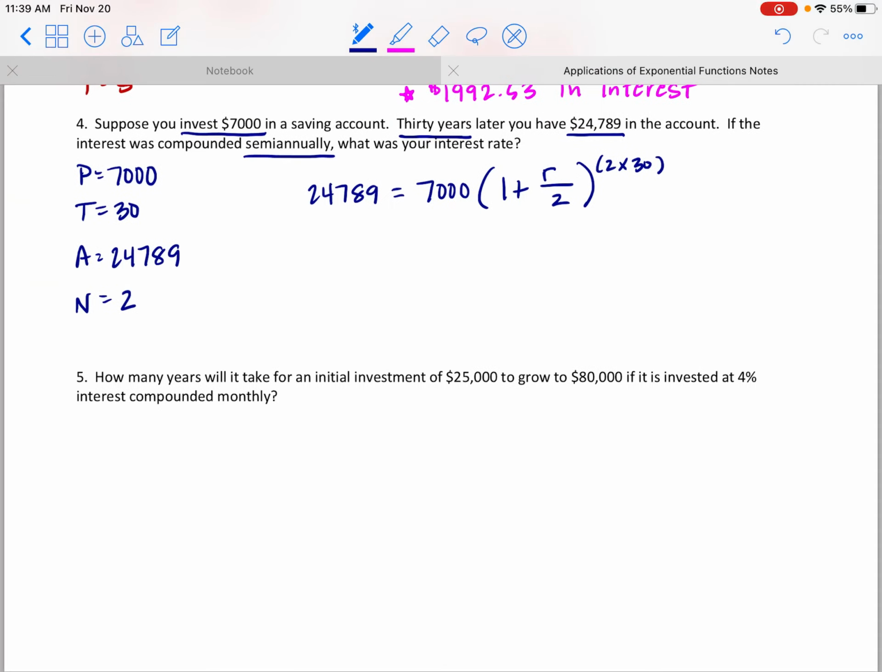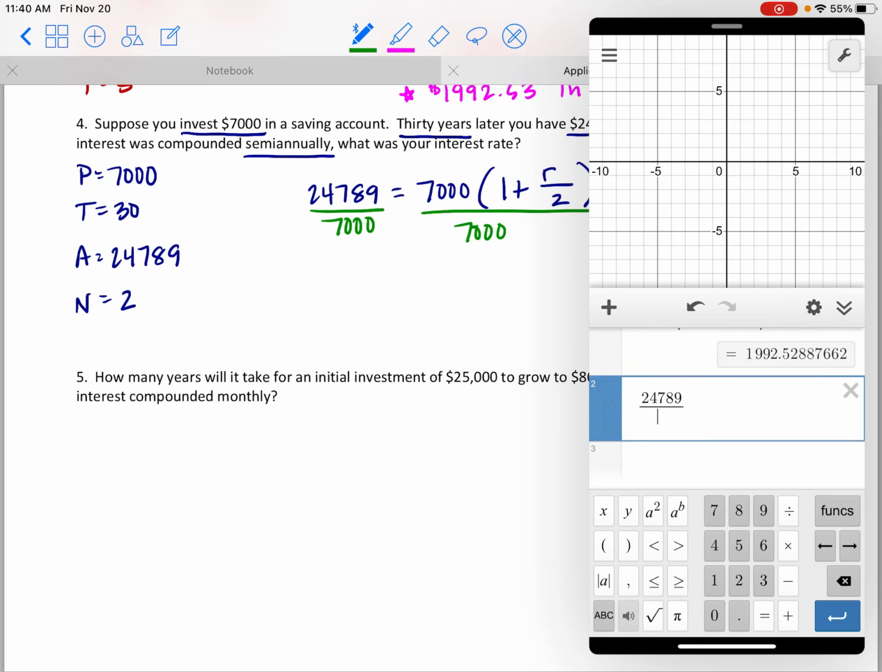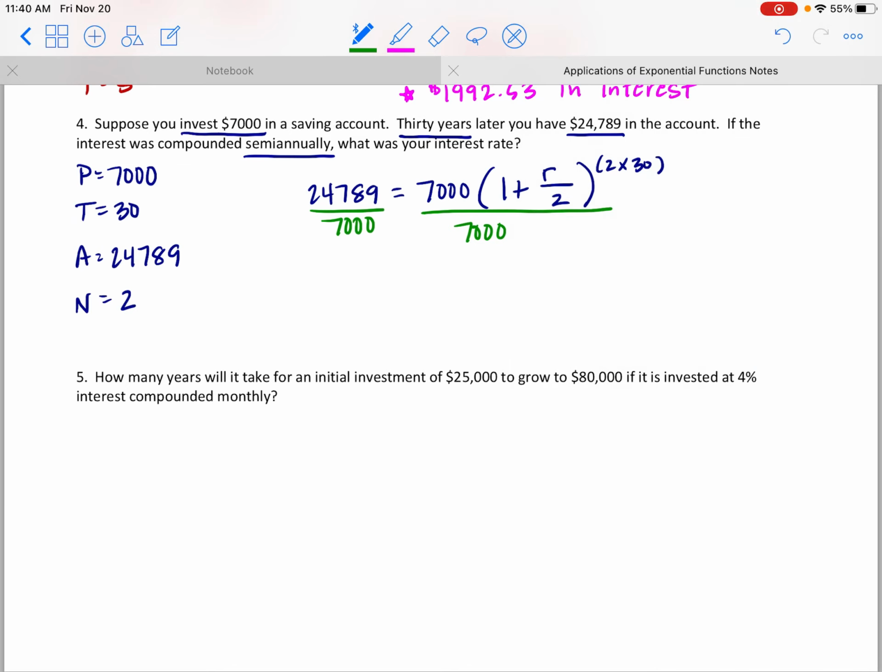Let's see. We're going to try to get r by itself. First, let's go ahead and divide over the 7,000. And I don't think that's going to divide nicely. If it doesn't, we'll just leave that as a fraction so that we don't have to round several times. And yeah, not going to divide, so we're going to leave it as a fraction. So we're going to have this 24,789 over 7,000 equal to 1 plus r over 2 raised to the 60th power.